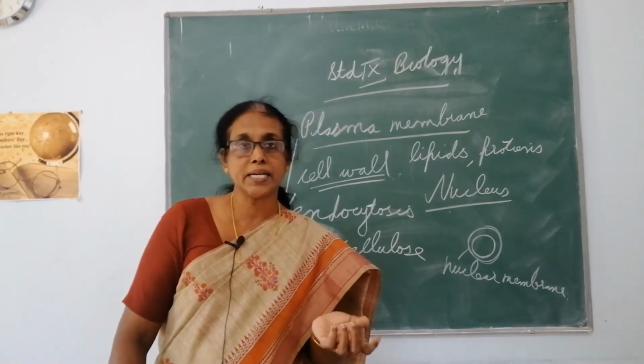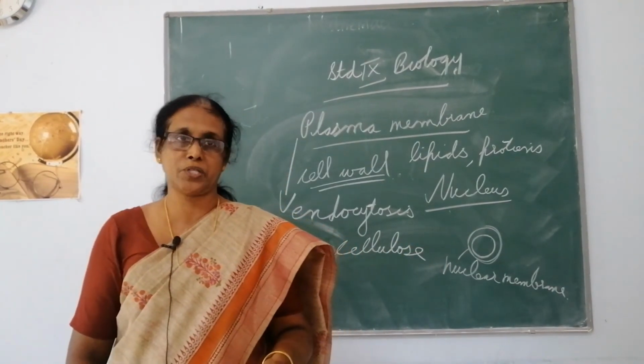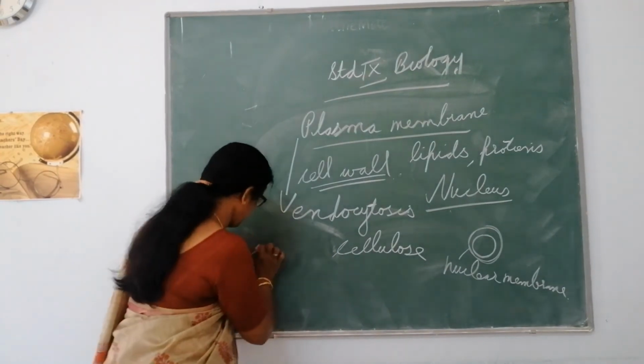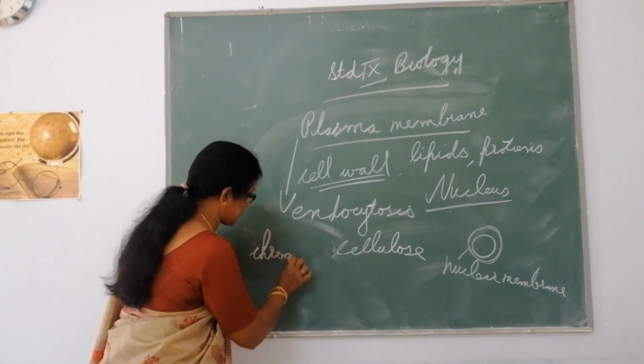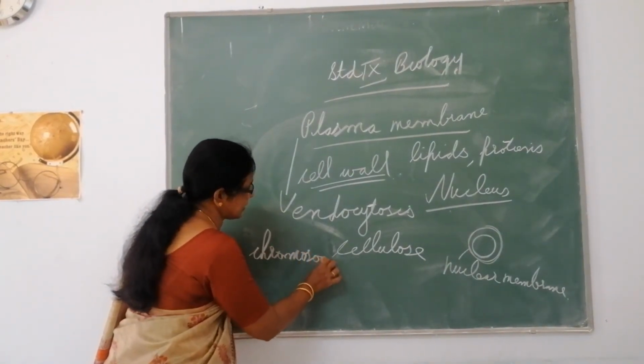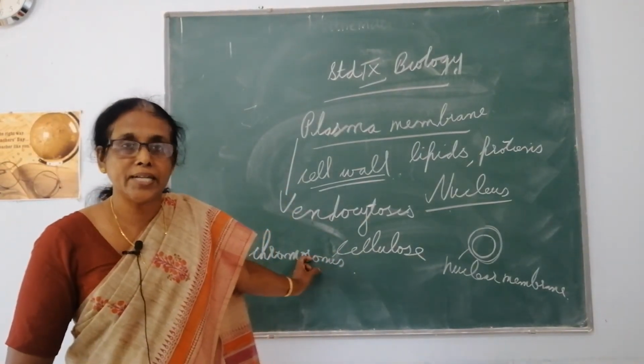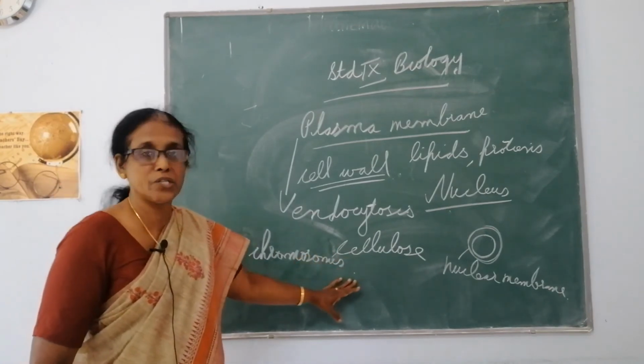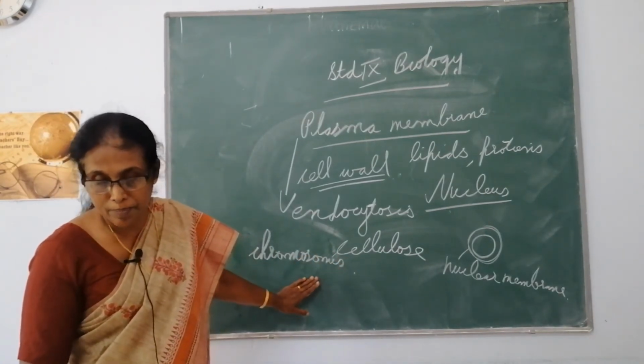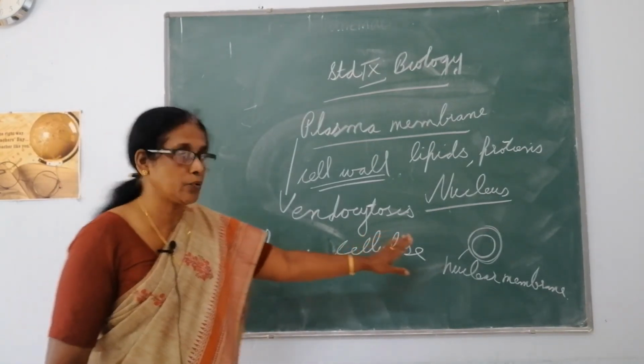Then the nucleus contains the chromosomes. Have you heard about the chromosome? I think you studied in the 8th standard. Chromosomes are the genetic materials, and they carry the genetic information from parents to the offspring. So the chromosomes are embedded in the nucleus.